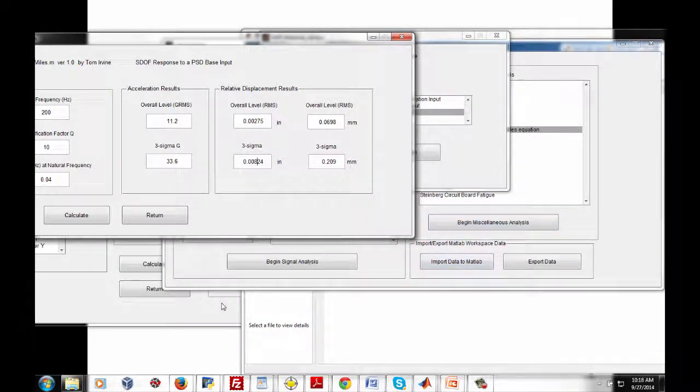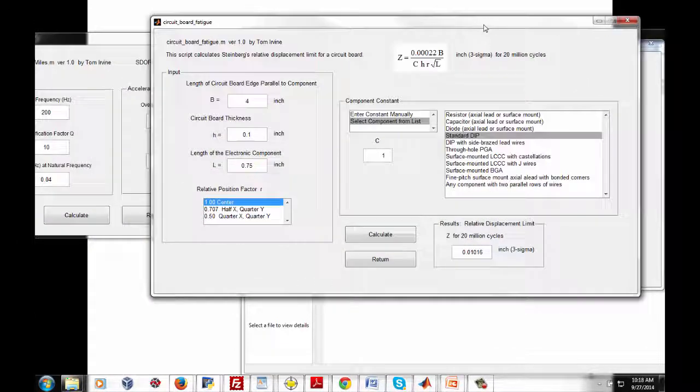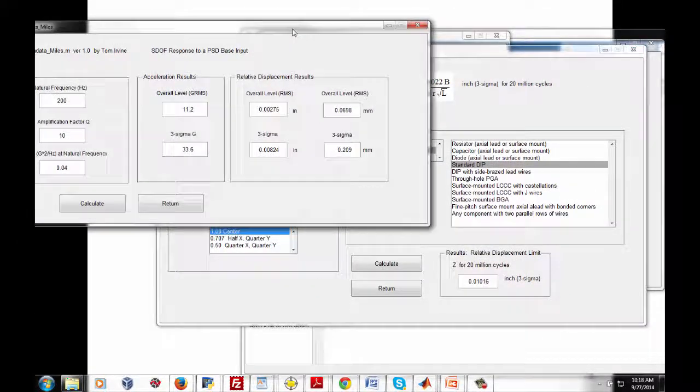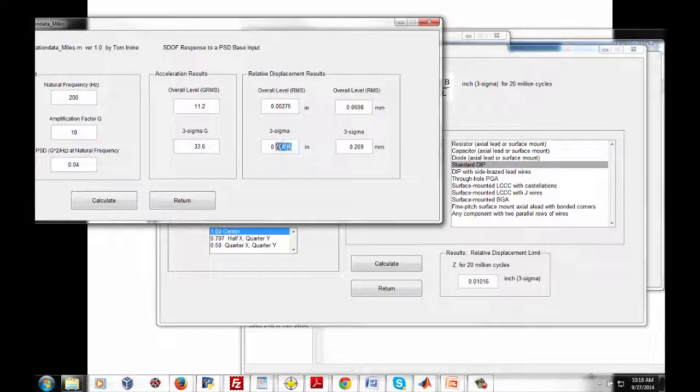So as you recall, let me see if I can get these 2 dialogues up here. Here is what we expect to happen, 8 thousandths of an inch relative displacement at the center of the circuit board, 3 sigma relative displacement. Here is our not to exceed limit, 10 thousandths of an inch. So this means we are good to go for 20 million cycles. So that's a good piece of news for us.